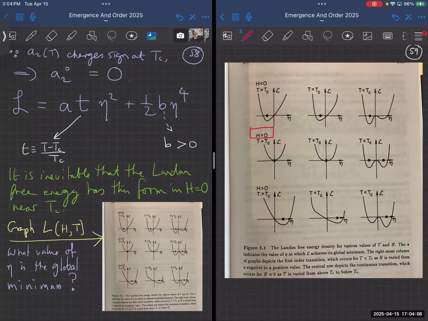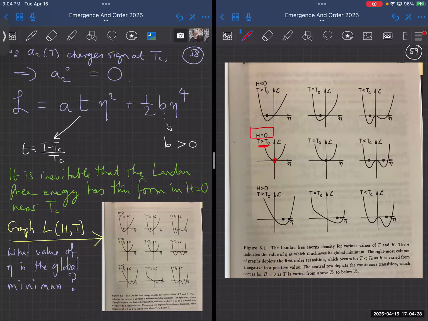Okay, so what happens if I'm above TC? There's only one minimum. So here I'm above TC. There's only one minimum. It's this one here, because L looks like a quadratic function plus a quartic. So it's going to look like an upside down parabola, but it goes up a bit steeper than a parabola would. So that's what's going to happen.